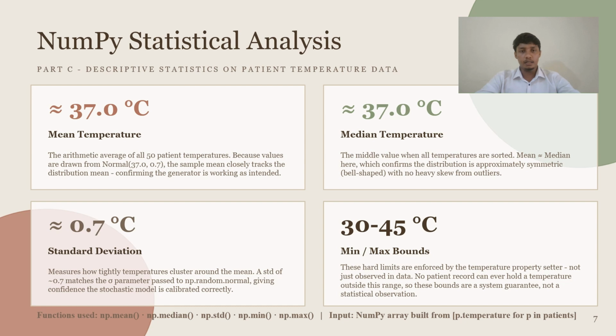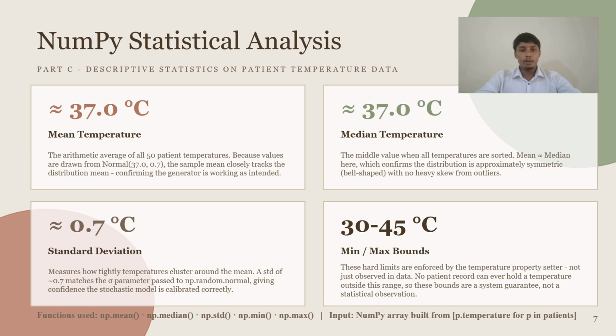NumPy statistical analysis. Once we have our patients, we run basic statistics on their temperature using NumPy. The mean and median both come out around 37 Celsius, which makes sense because we generated the data from a normal distribution centered at 37. When the mean and median are the same, it confirms that the data has no skew. The standard deviation is about 0.7, exactly matching the value we set when generating the data, which proves our model is working correctly.